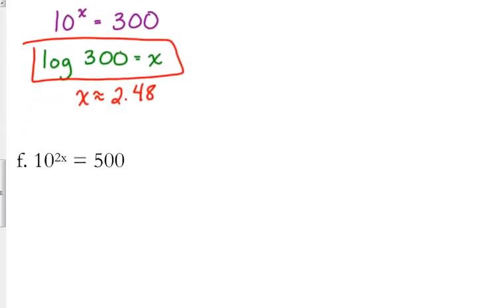Okay? Now, 10 to the 2x is equal to 500. There's nothing in front of my exponential. I cannot rewrite 500 as 10 to some power, so I'm going to have to resort to log form. So that is the log of 500 is equal to 2x.